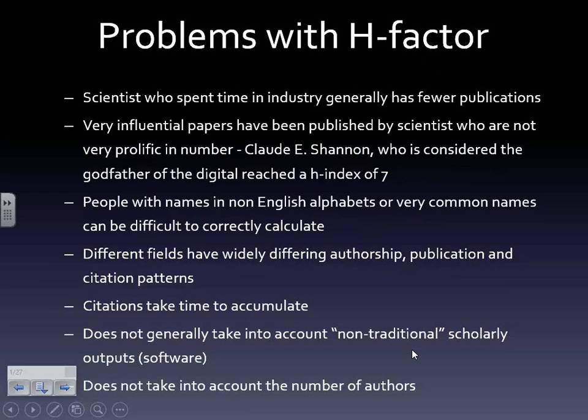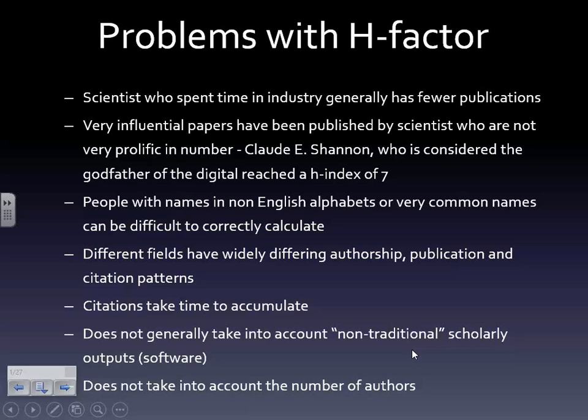There are problems with the H factor now. There's a whole list here. I just quickly want to read through them. Scientists who spend time in industry don't necessarily have a large number of papers, which will reflect in a low H factor. Very influential papers are sometimes published. Somebody works for 20 years on this concept. They publish it. They win a Nobel Prize. They get cited 1 million times, but they've got one paper. Their H factor is 1. Okay? So that's it.